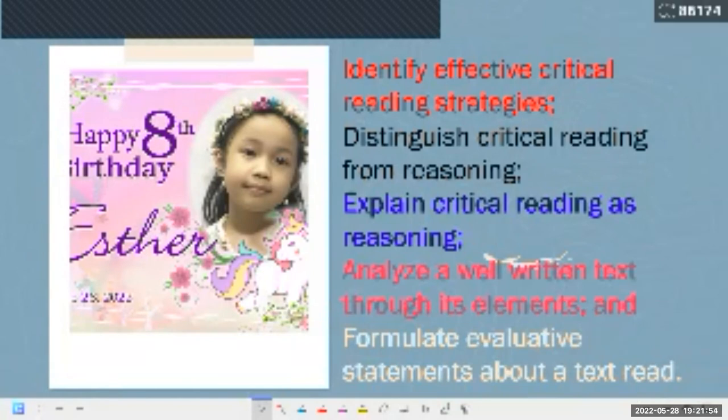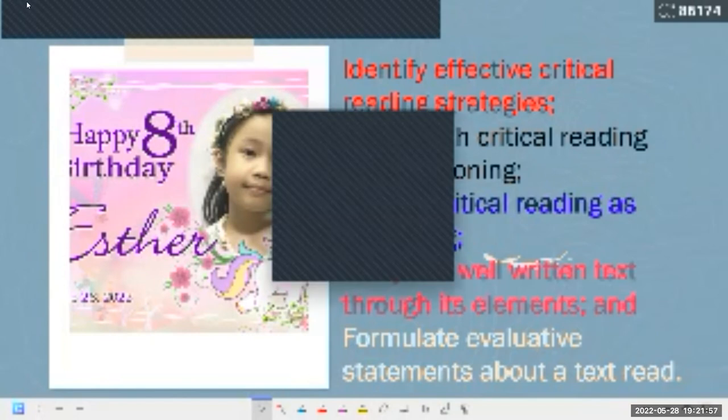Excuse me, sir. Yes. Your screen is a bit blurred. Yeah, internet problem.